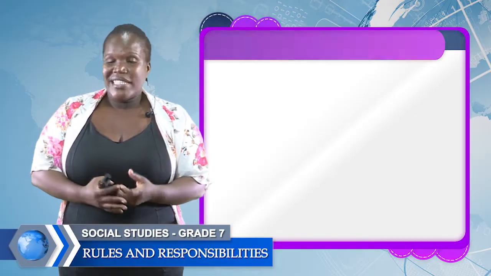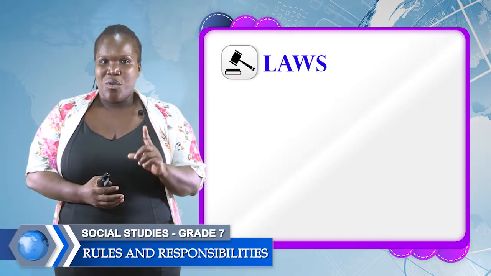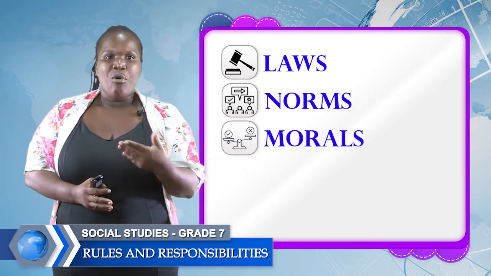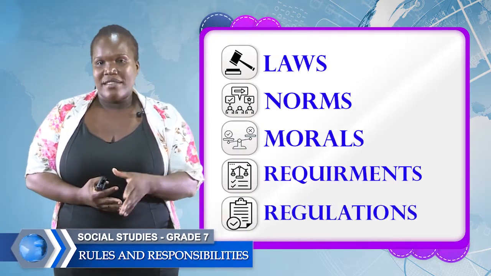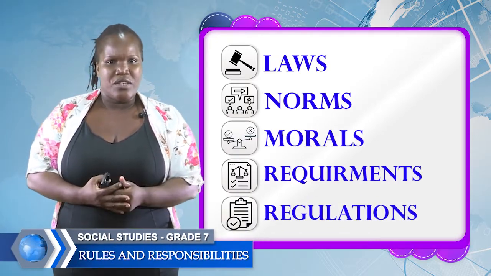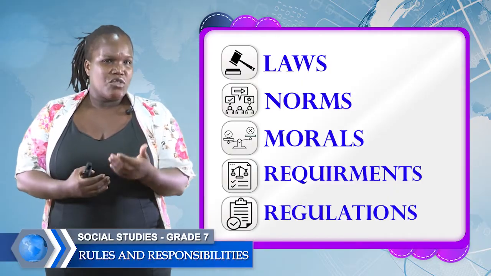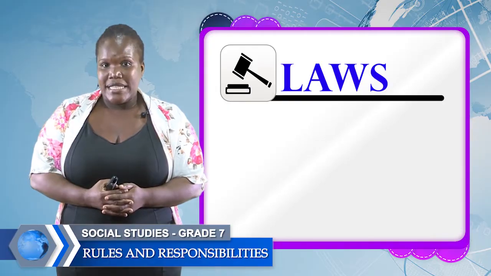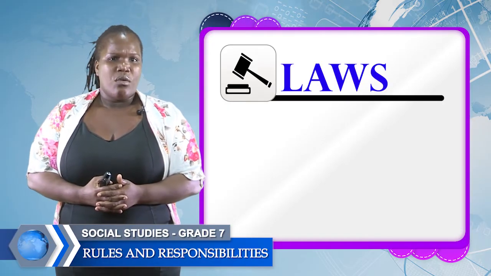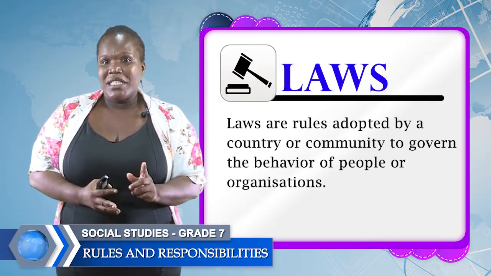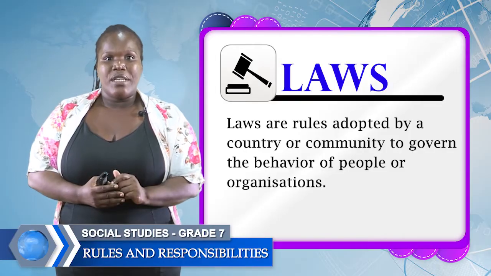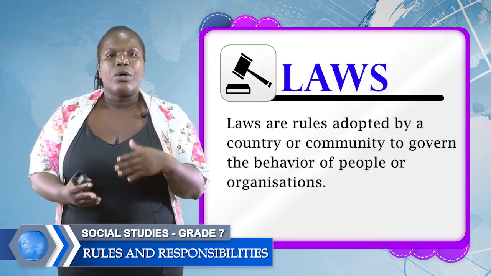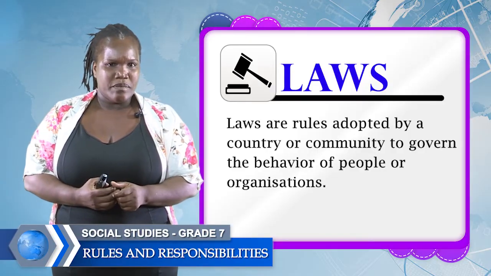Now, there are several types of rules. One, there is law, there are norms, morals, requirements, and there are also regulations. Let's see the description of some of these rules. Let's look at what is a law. Now, laws are rules adopted by a country or community to govern the behavior of people or organizations.